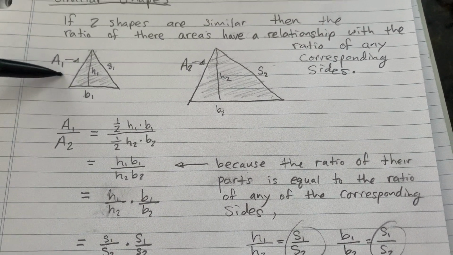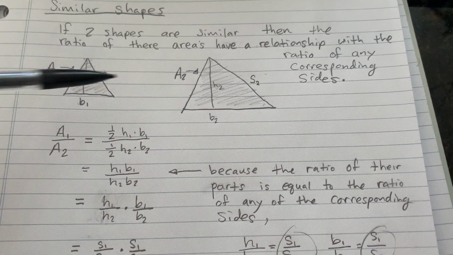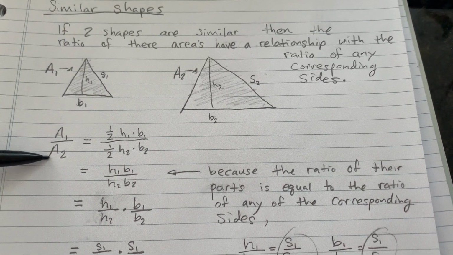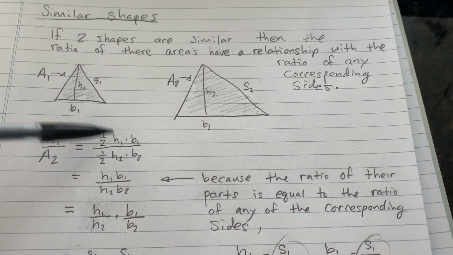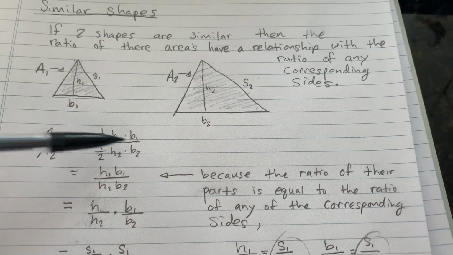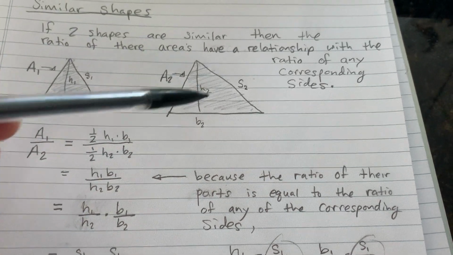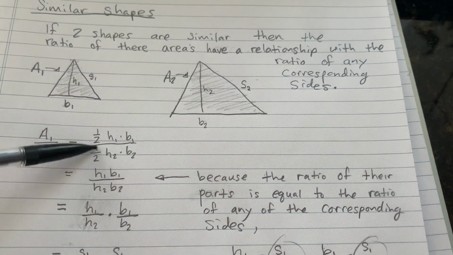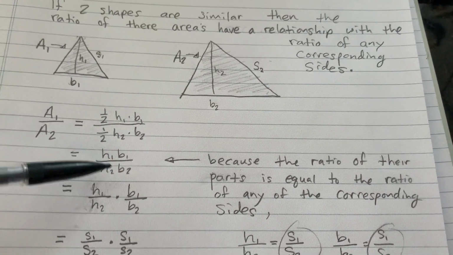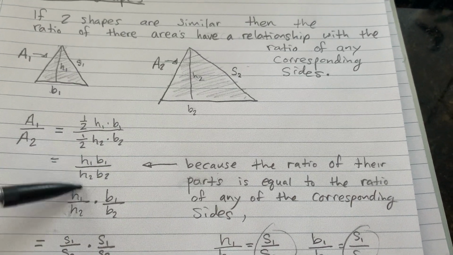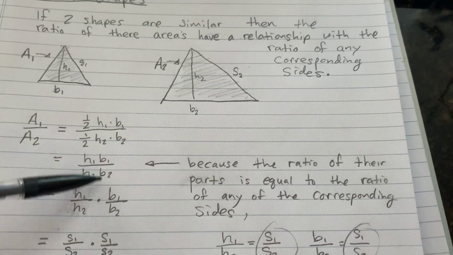Anyways, let me call the area of this triangle A1, and the area of this triangle A2. And so the ratio of A1 to A2 is a fraction, right? I'm going to replace this with the formula for the area of this triangle, 1/2 base times height. And then A2 is 1/2 height times base as well. This one uses H2 and B2, right? And so the 1/2s cancel. Then you have H1 times B1 over H2 times B2. Now, I'm going to separate these into two fractions. This is the same thing as H1 over H2 times B1 over B2.